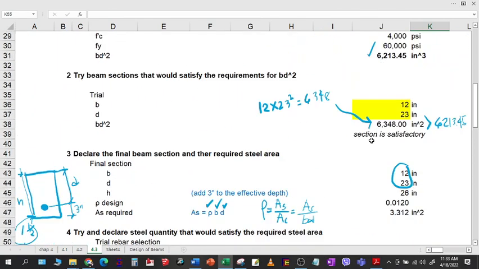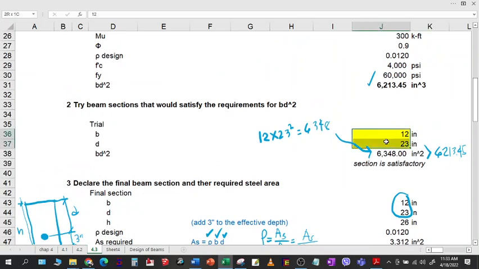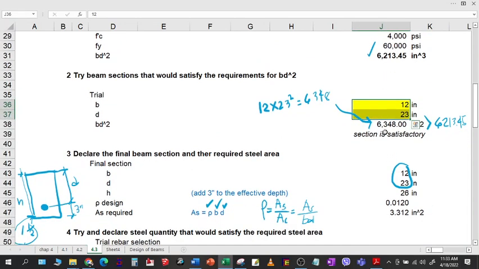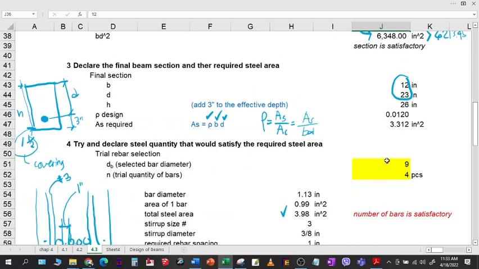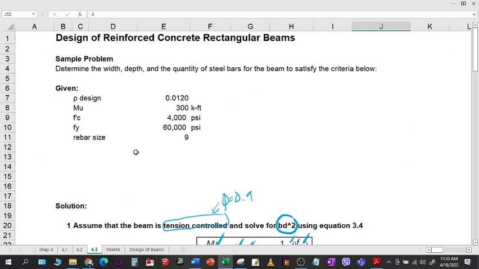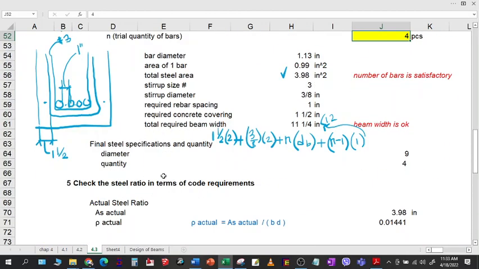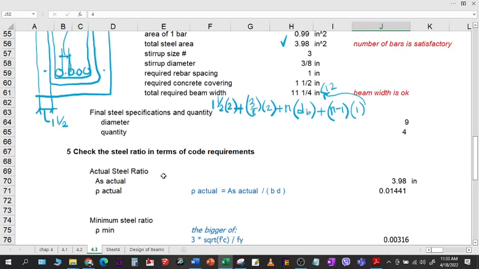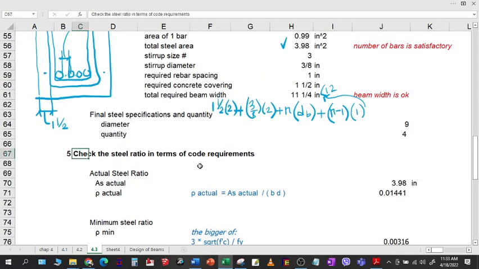So practically we have solved the problem. We have answered the width and the depth, and we have already answered also the number of rebars required. In some problems that is enough. But if you want to have a full review of your design, you need to check for the steel ratio. Check this one in terms of code requirements.